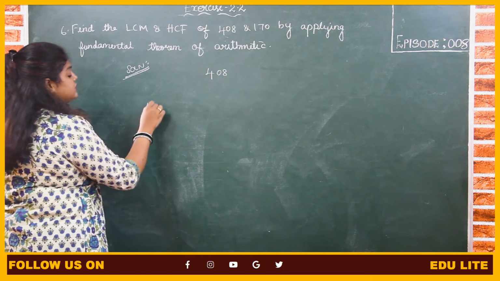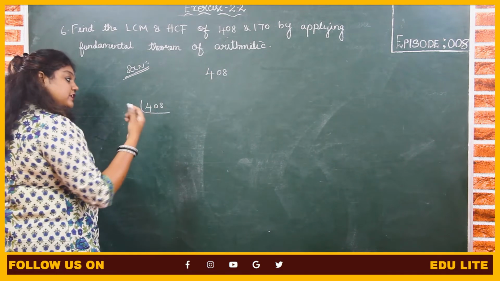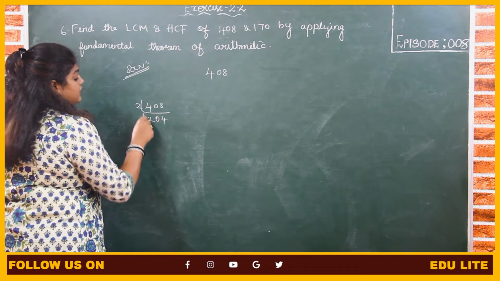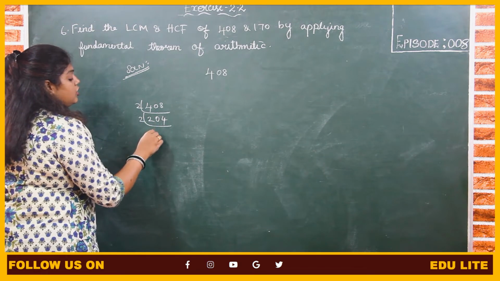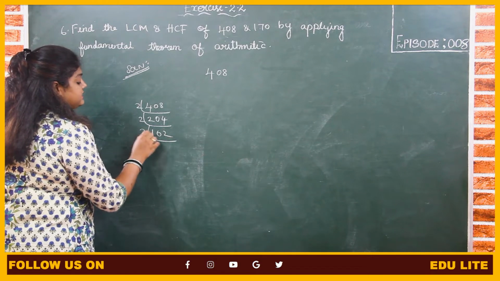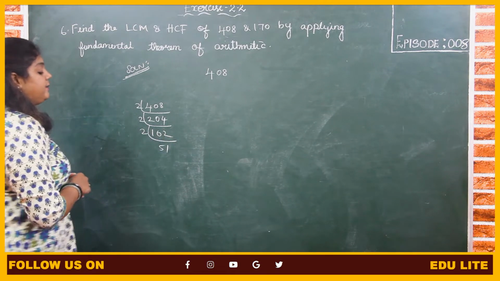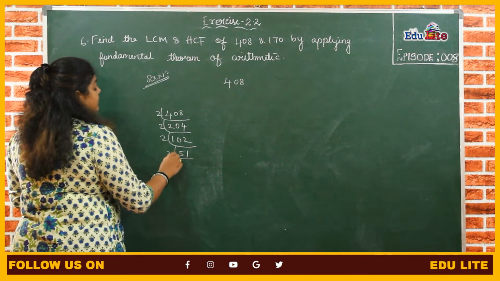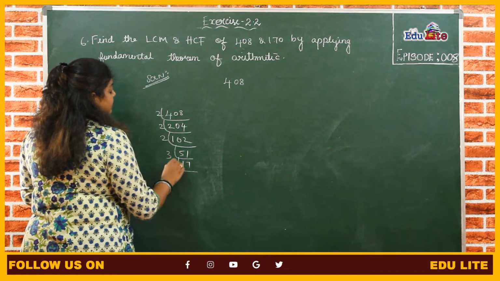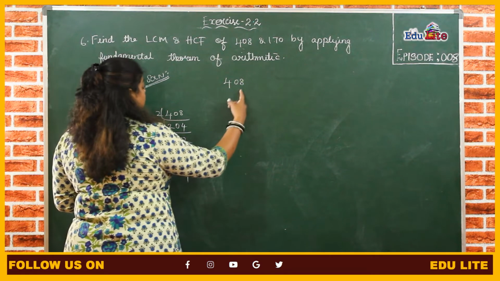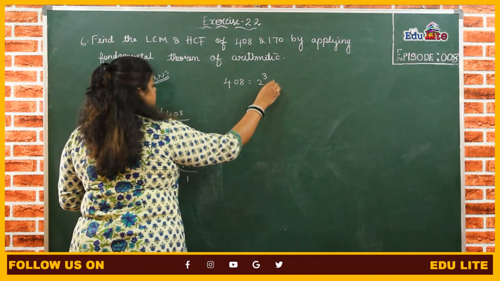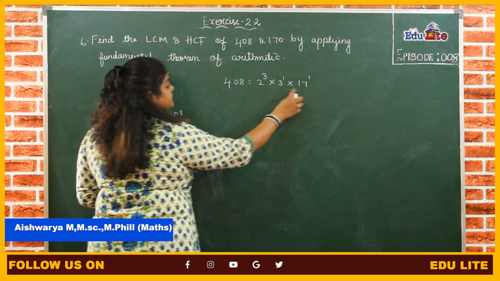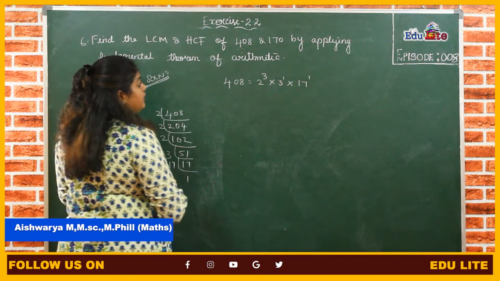The factors of 408 are, so we'll choose the least prime number, 2, which gives 204. It can be again factorized by 2, 102. It can be again factorized by 2, 51. Now it cannot be factorized by 2. We have to choose the next prime number. Factorized by 3, we get 17. 17 is a prime number. We'll stop with this. So 408 equals 2 cube into 3 power 1 into 17 power 1. So 408 is expressed as the product of one or more primes.